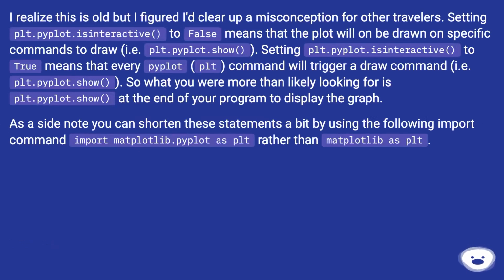I realize this is old, but I figured I'd clear up a misconception for other travelers. Setting plt.pyplot.isInteractive to false means that the plot will be drawn on specific commands to draw, i.e. plt.pyplot.show. Setting plt.pyplot.isInteractive to true means that every pyplot, plt, command will trigger a draw command, i.e. plt.pyplot.show. So what you were more than likely looking for is plt.pyplot.show at the end of your program to display the graph. As a side note, you can shorten these statements a bit by using the following import command: import matplotlib.pyplot as plt rather than matplotlib as plt.